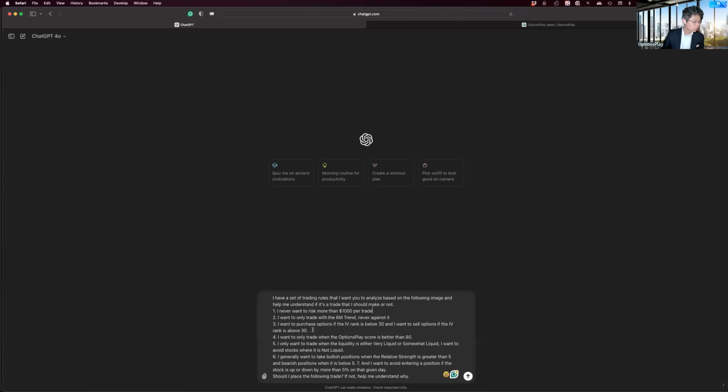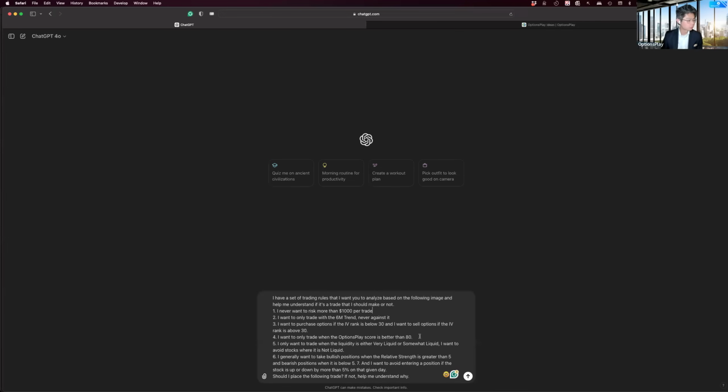I want to purchase options if the IV rank is below 30. I want to be selling options if the IV rank is above 30. You don't have to follow these rules. These are just examples of types of rules that people generally have when they're trading options. You can choose to include them, not include them, change the parameters to your own liking.